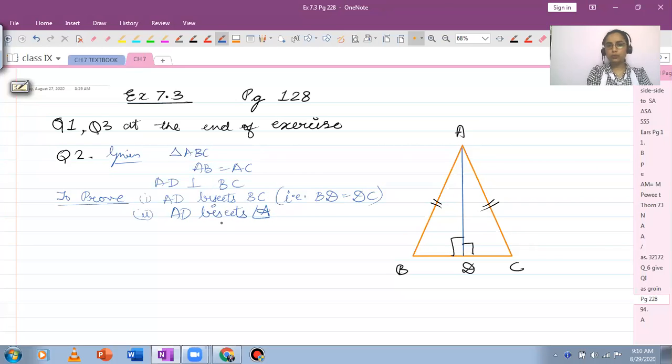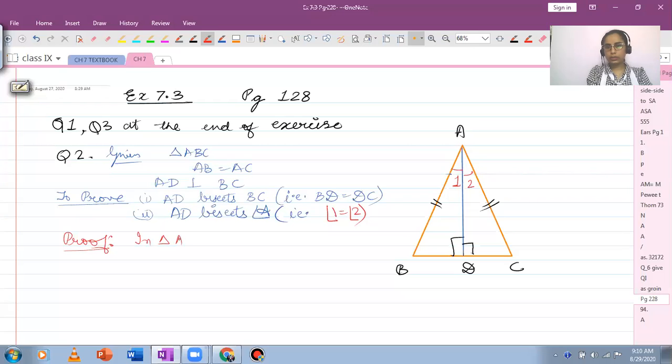So to prove the bisection of angle A, I'm just making it convenient. I'm just going to mark the numbers here so that it's easier to refer to these angles. So I'll be proving angle 1 equal to angle 2. And if angle 1 and angle 2 are equal, that means the angle A has been divided into two equal parts. That's what we call bisection of an angle.